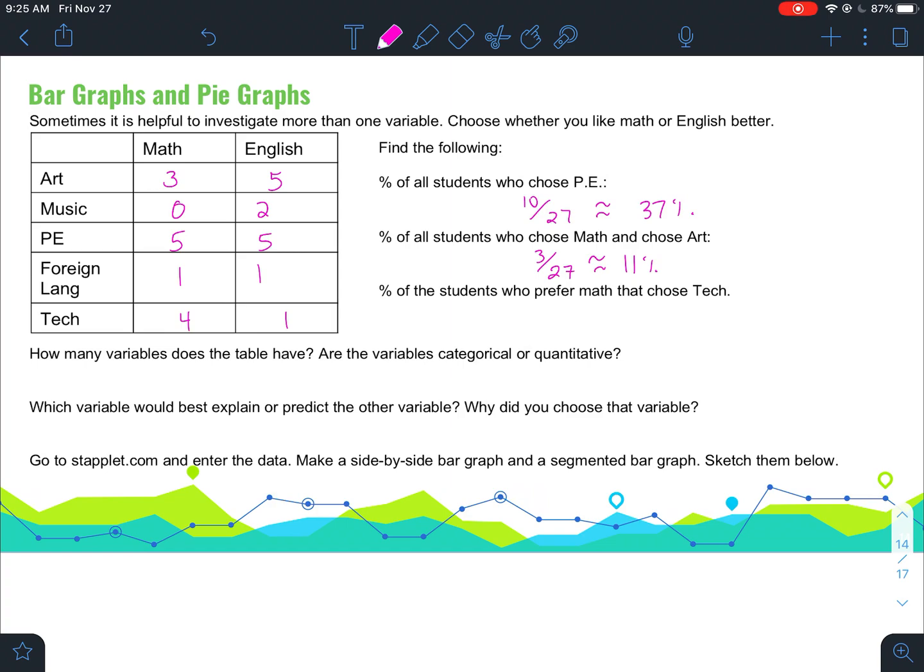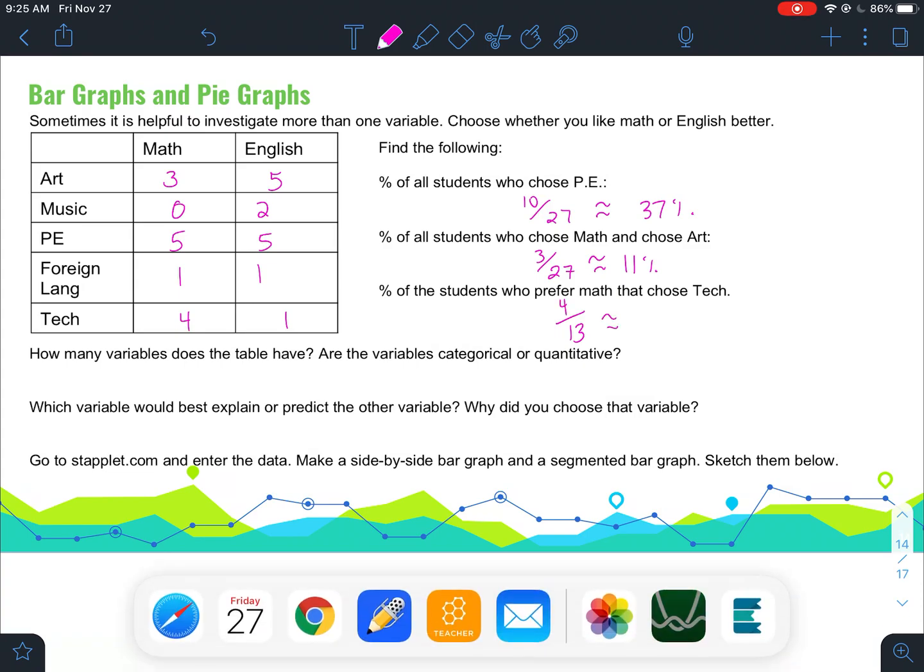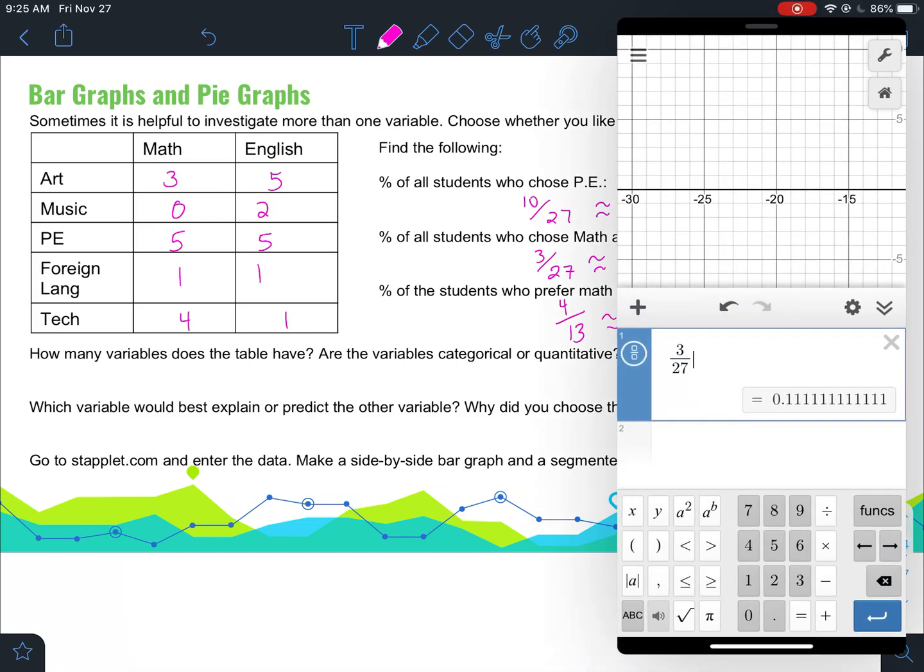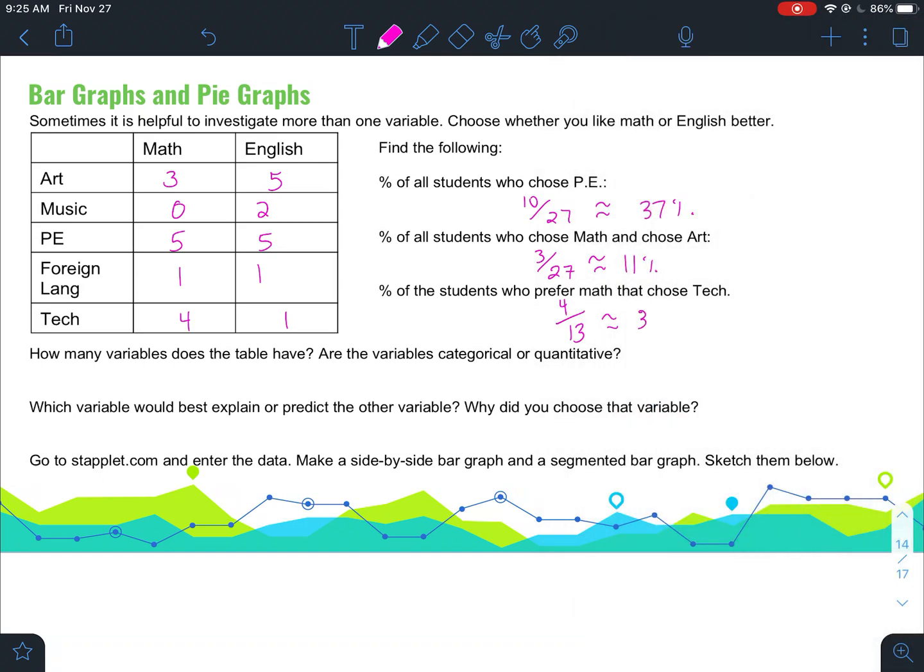Percent of the students who prefer math that chose technology. So 13 people chose math as their favorite subject. And then of those, 4 chose technology. So 4 out of 13. And that would be about 30.7% of people whose favorite subject was math also had their favorite elective as technology.